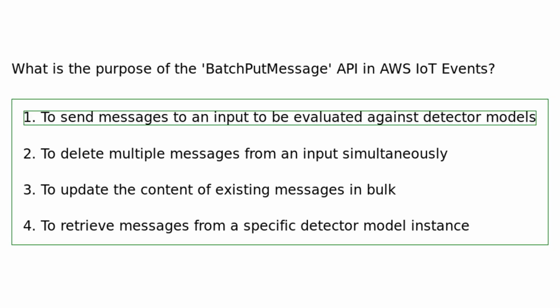The batchput message API in AWS IoT Events is used to send messages to an input. These messages are then evaluated against the detector models associated with that input, potentially triggering state changes or actions based on the defined event patterns.